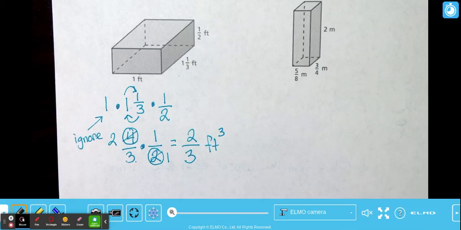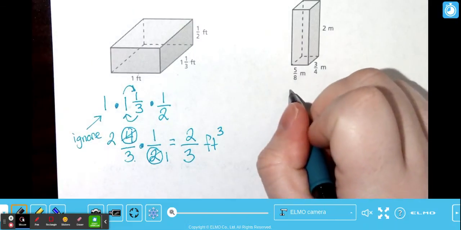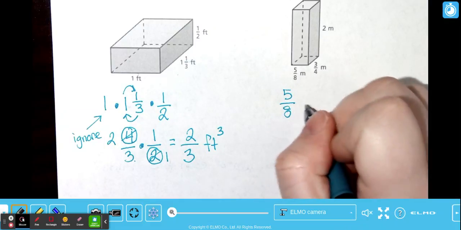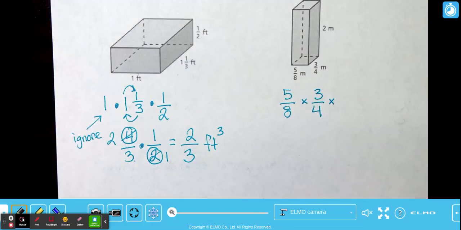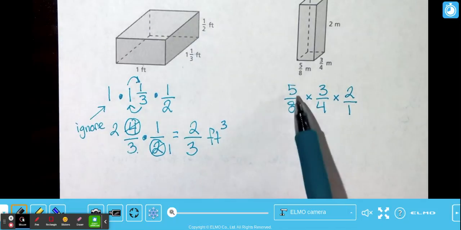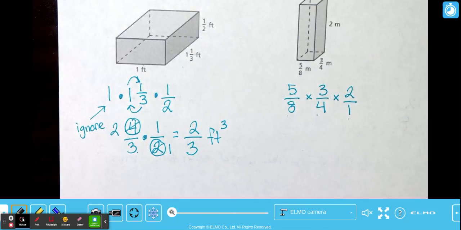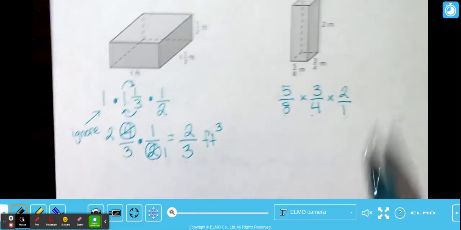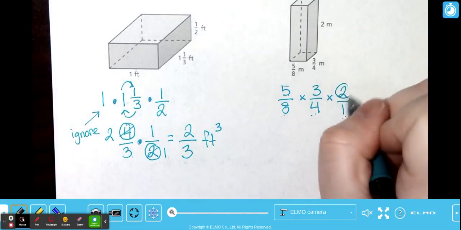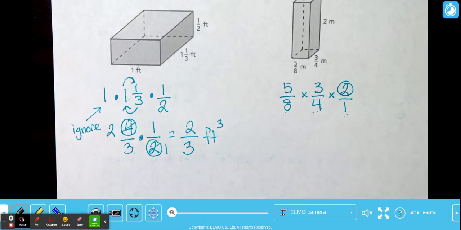All right, last one. What am I going to do? Length times width times height. What's the length? 5/8. What's the width? 3/4. And then what's the height? How do I write 2 as a fraction? 2/1. Okay, check for cross-canceling. Does 5 cross-cancel with any of the denominators? Does 3 cross-cancel with any of the denominators? Does 2? Yes. Okay, it cross-cancels with both 8 and 4. You just need to pick one of the two.